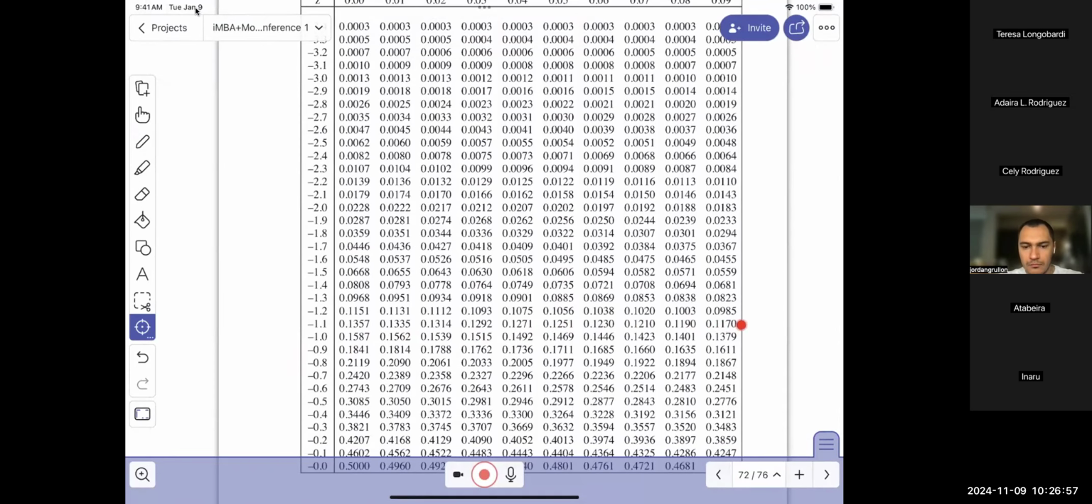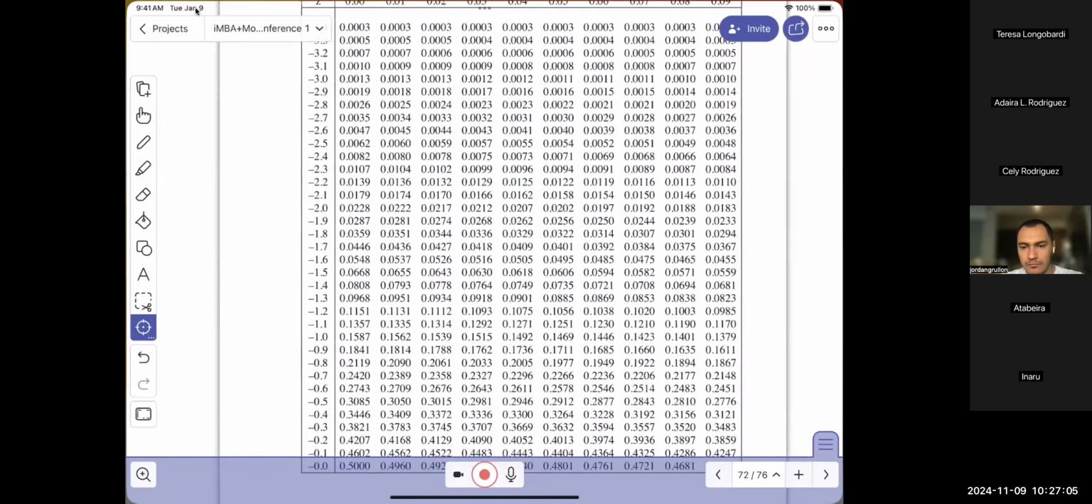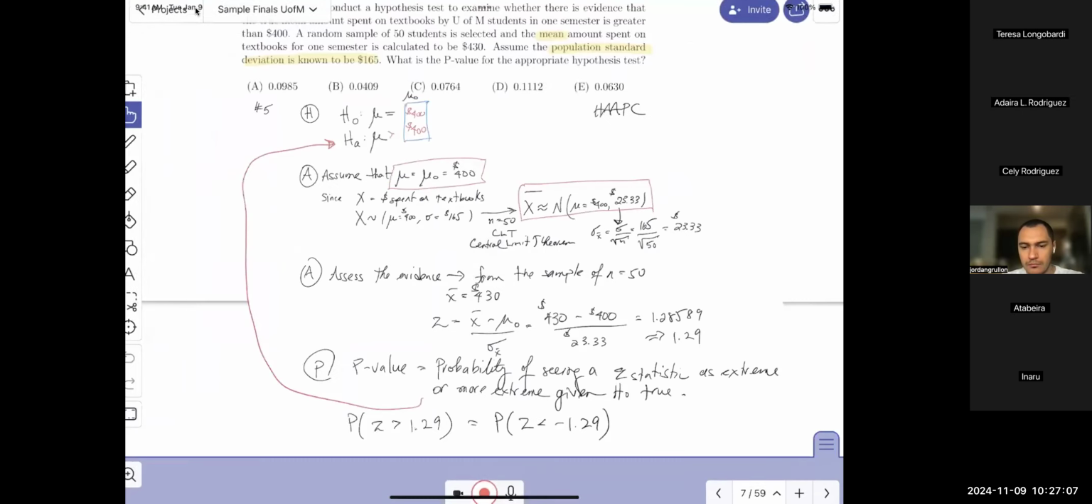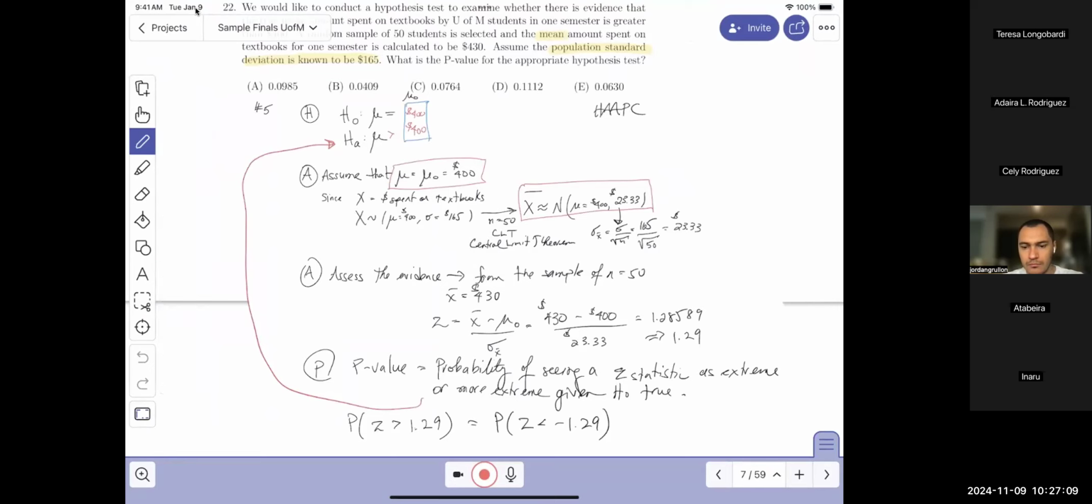And it's all the way here, right? Negative 1.29 is 0.0985. Very good. Guys got it. So that is equal to 0.0985. So it means that the chance of seeing that, like 1.29 standard deviations away, was about 10%.